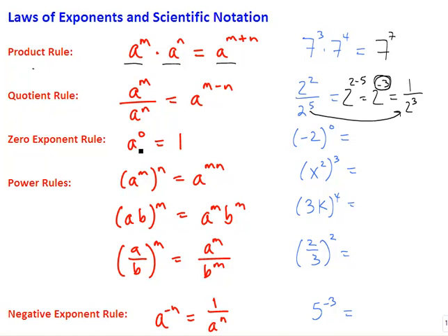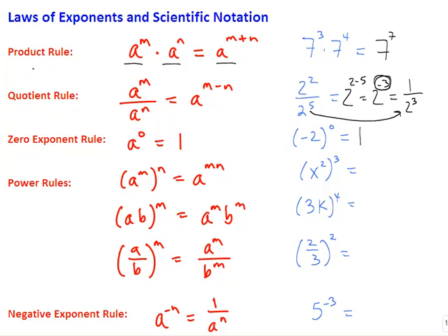Zero exponents. Anything raised to the 0 power is going to equal 1. So negative 2 raised to the 0. Notice there are parentheses involved here, so both the negative and the 2 are being raised to the 0 power, so the entire quantity goes to 1.